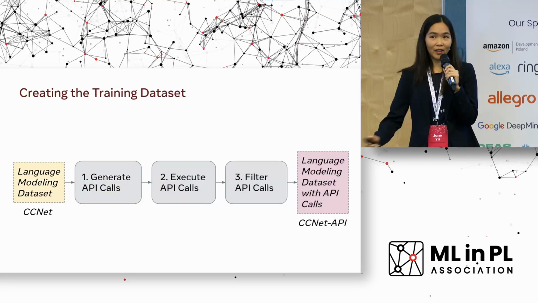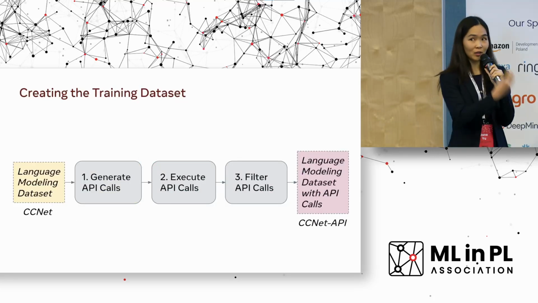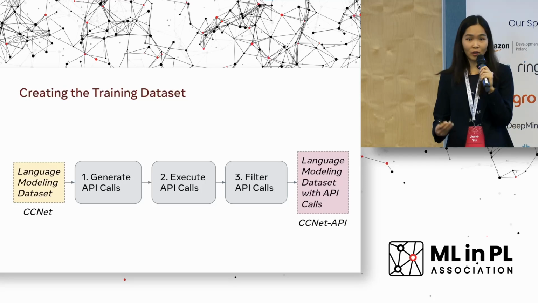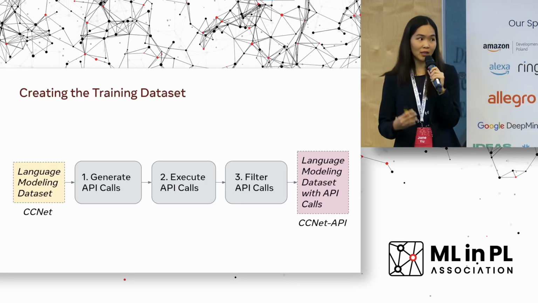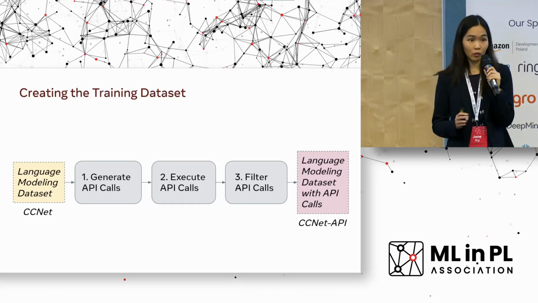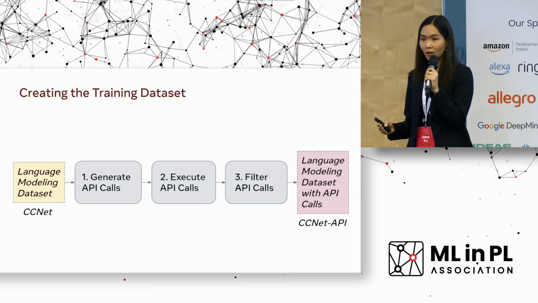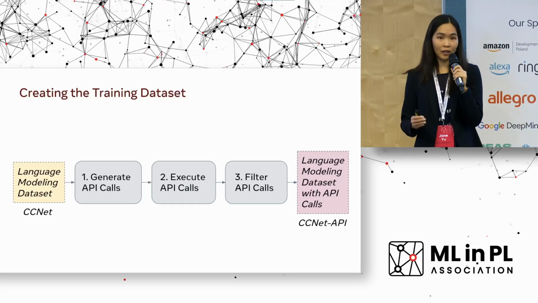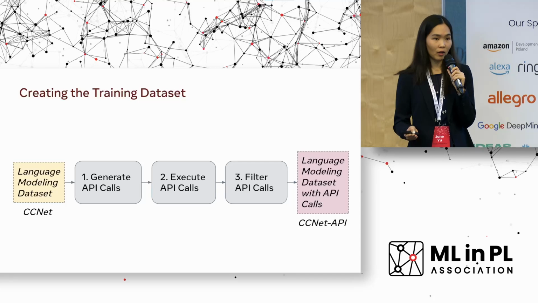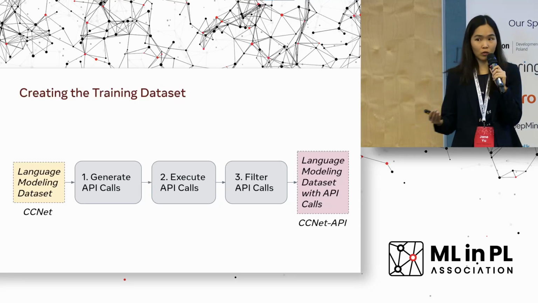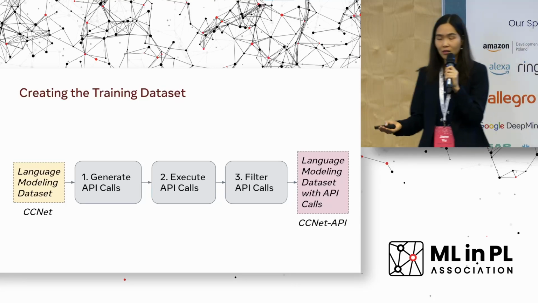Okay, so now the question is, how do we get from CCNet to CCNet API? And the way we do that is through 3 pretty simple steps. The first step is to generate API calls through prompting. The second step is to execute those API calls. And finally, we're going to filter out API calls for the ones that aren't actually useful for anticipating the rest of the text.